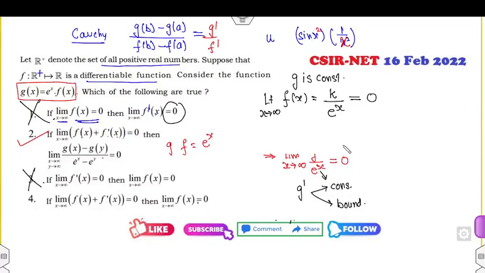If I take g as a bounded function, say g is sin x, for example, then sin x over e raised to power x again goes to 0, because it is bounded, it is less than 1 over e^x. So in both cases, it will be 0. So the right answer of this problem is B and D.